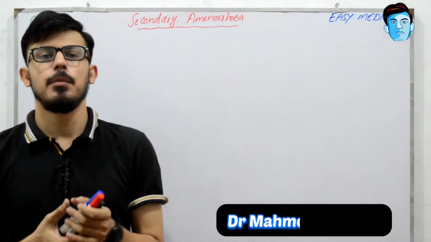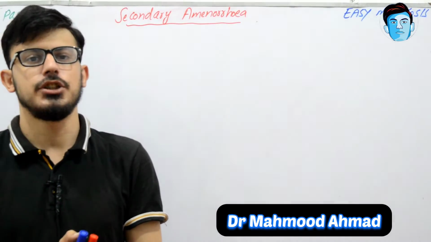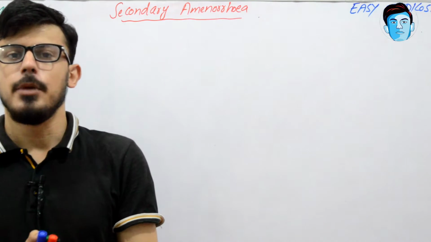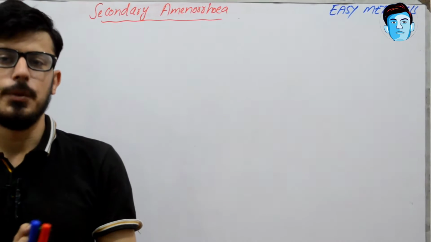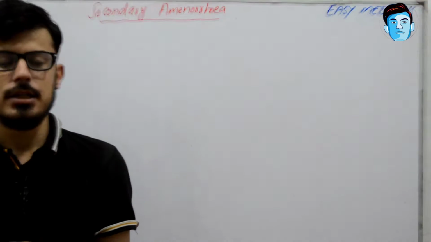So what is secondary amenorrhea? Actually it is a condition in which there is absence of menstruation for 3 menstrual cycles. It means females were menstruating normally, but from the past 3 cycles she is not menstruating. So this is called as secondary amenorrhea.